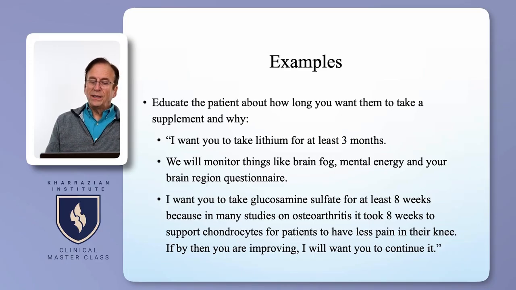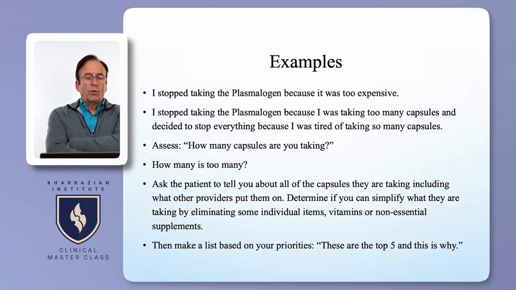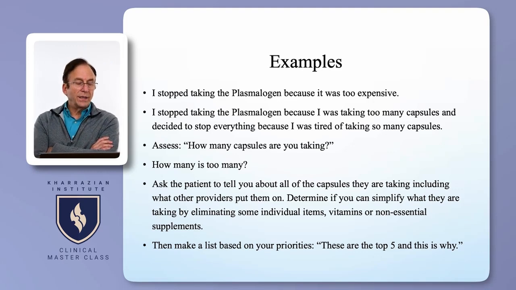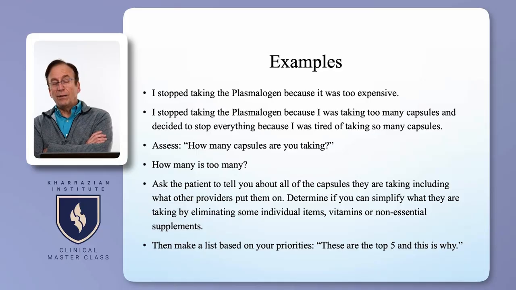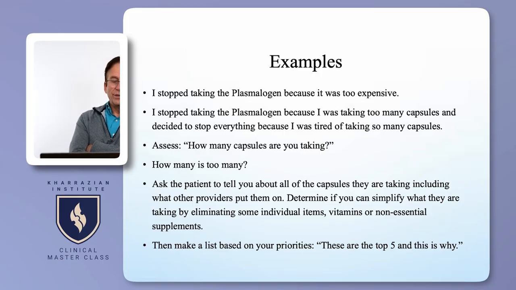So what else might they tell you, and what else might you have to do in regard to the supplement thing? I stopped taking the plasmalogens because it was too expensive. Or I stopped taking the plasmalogen because I was taking too many capsules and decided to stop everything because I was tired of taking so many capsules. The correct answer might be, how many capsules are you taking? And to ask them, how many is too many? You'd be surprised. For some people, 7 is too many. For some people, 4 is too many. And some people, 16 is too many. So you do have to know that.